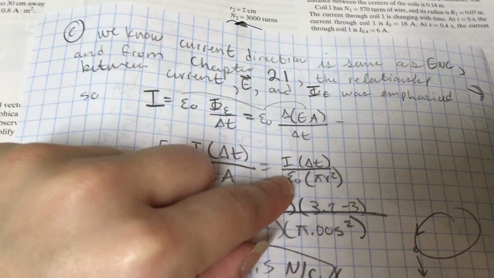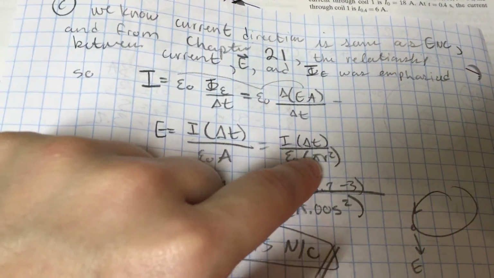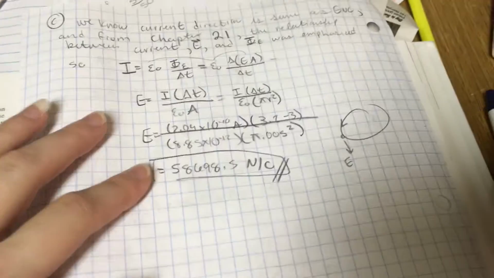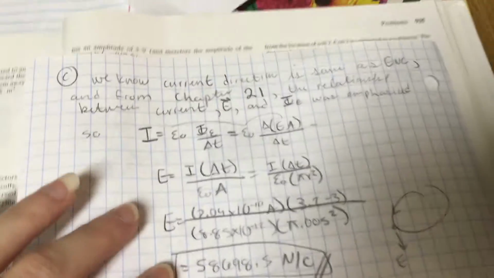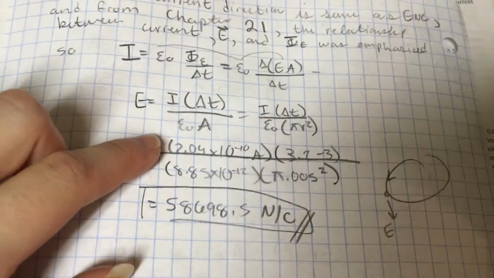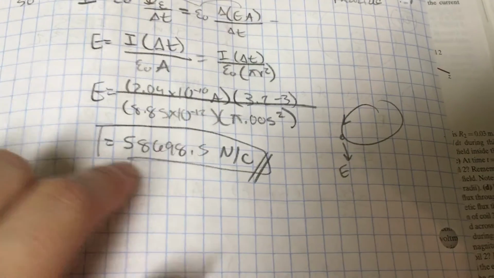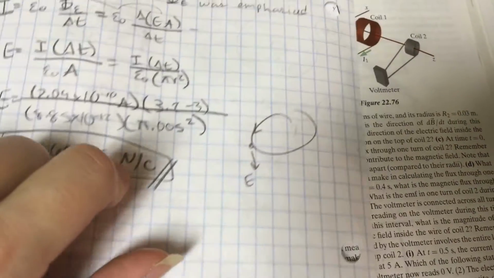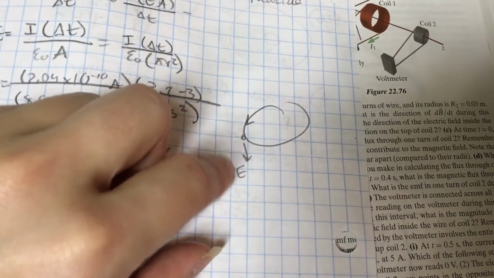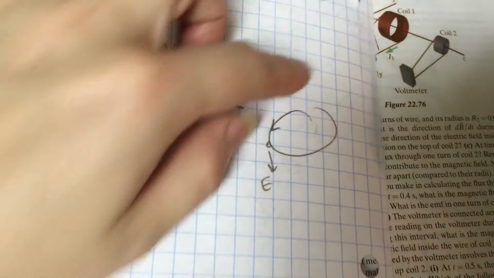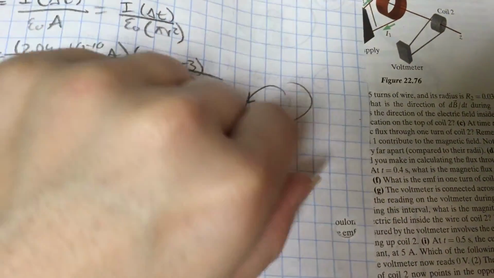For my delta T, that's my 3.2 seconds minus 3. And then for my epsilon naught, that's a constant. And then I have pi r squared, which is the radius of the small ring, since we're looking for the electric field in the small ring during that time interval. So I have E is equal to all of this, which equals 58,698.5 newtons per coulomb. I have my current, and then I have my electric field going in the same direction as the current, which is a result of having that larger ring around my small ring.